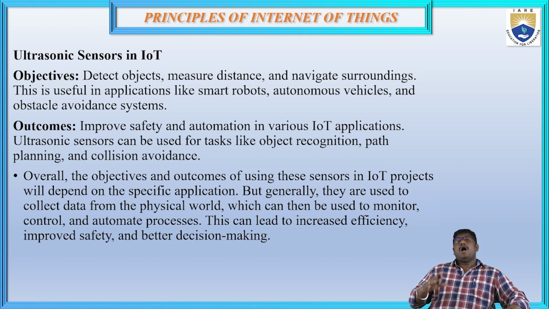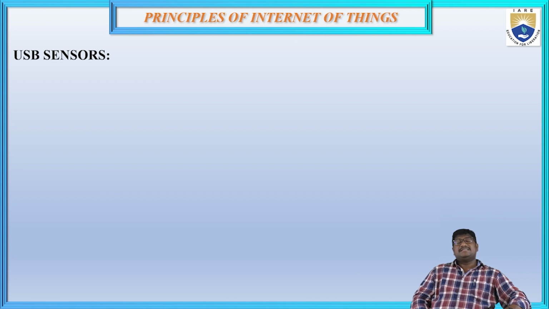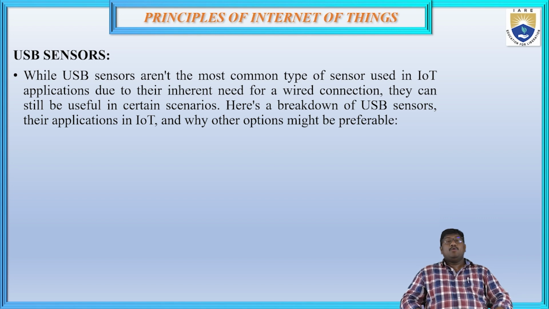Now I'll go into detail on how this ultrasonic sensor will function, how these particular sensors are going to be useful for us. First, I will start by discussing the USB sensor, what this USB sensor was and what this ultrasonic sensor was. We'll see in the next slides. Now we'll start discussing the USB sensor. What these USB sensors are. USB sensors are the most common type of sensor which is used in any kind of IoT application due to the inherent thing which is a wired connection. Why? Because USB needs to be connected to a specific device. Then automatically there will be certain scenarios.